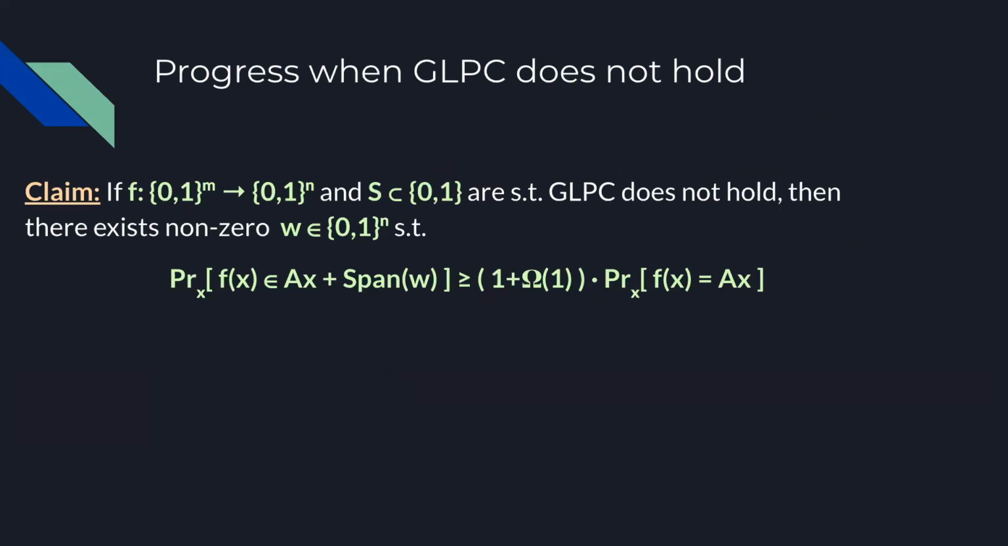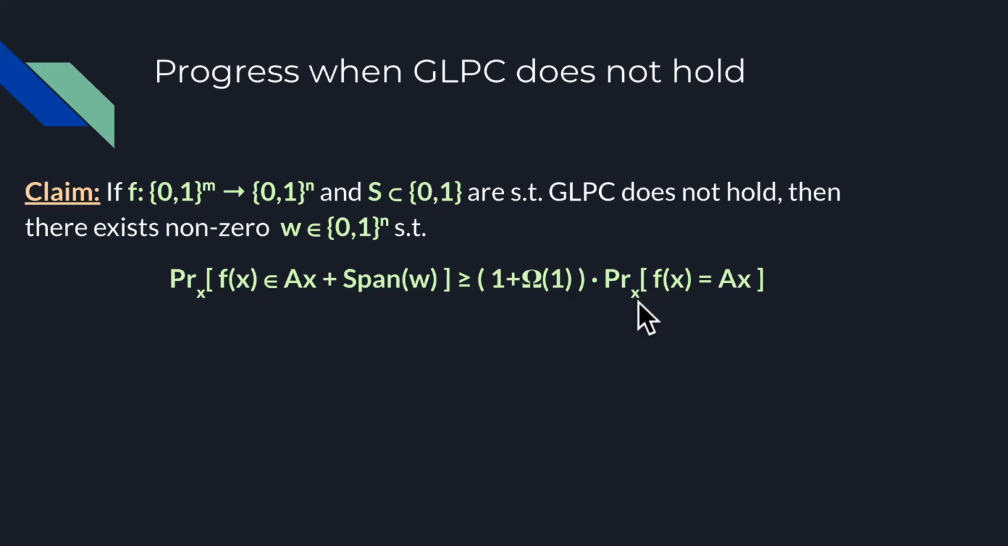Here is the main claim that allows you to make progress when the Goldreich-Levin progress condition does not hold. It says that if the condition does not hold, then there exists some non-zero vector W such that the chance that you're equal to A of X plus something in the span of W is greater, by a constant factor, than the probability that you're just equal to A of X.